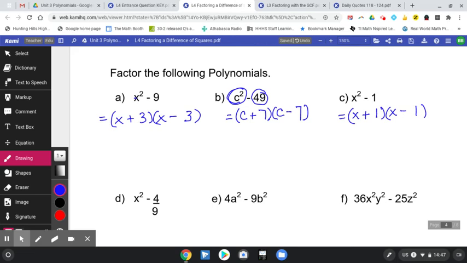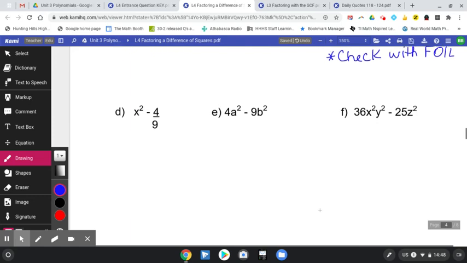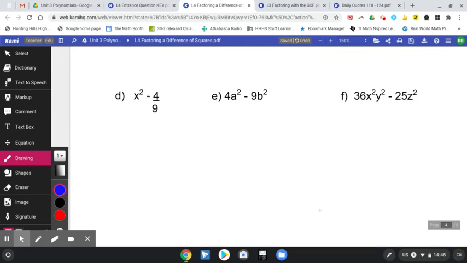Now remember, if I ever wanted to do a check, it's not as easy as lesson 3 where we just had to distribute. If I want to do a check, I could check with FOIL. And when I FOIL this all out, what I'm looking for is to make sure that it comes out to that original polynomial. Okay, D has a fraction thrown in there, but it doesn't make it any tougher. We've got this definite plan that we follow.